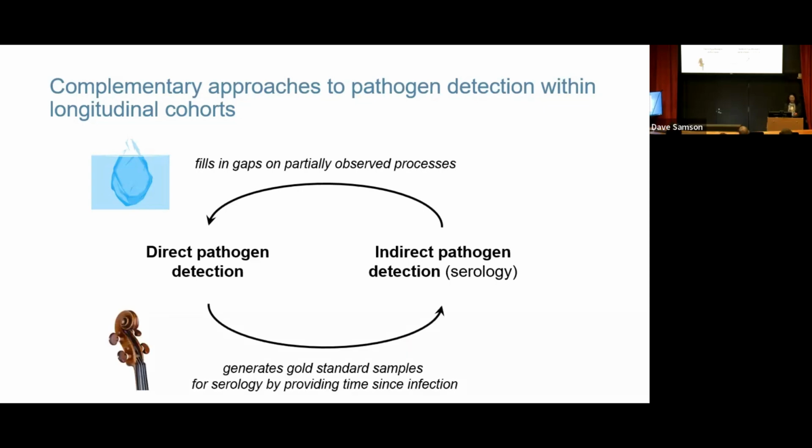And then the other way around, this is an analogy. I used to play violin when I was a kid. So I think about how direct pathogen detection within a cohort could be used to generate gold standard samples for serology by providing time since infection. The analogy is quite silly, but the idea is to tune your instrument to the right frequency so that you anchor the rest of the pitches. That's what direct pathogen detection is doing within a cohort, anchoring samples to how recently an individual has been infected or exposed.